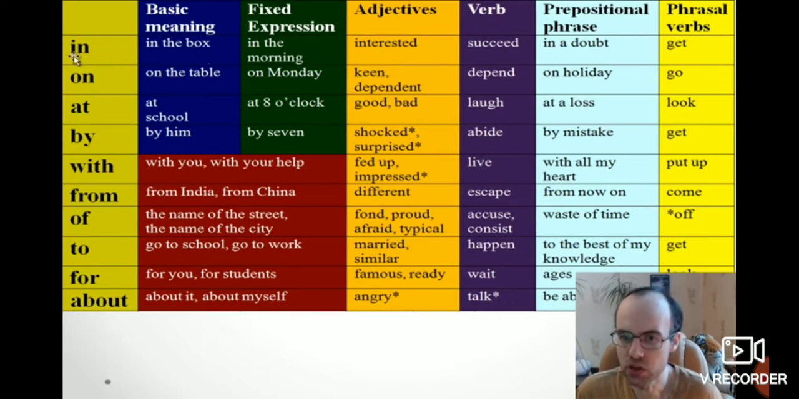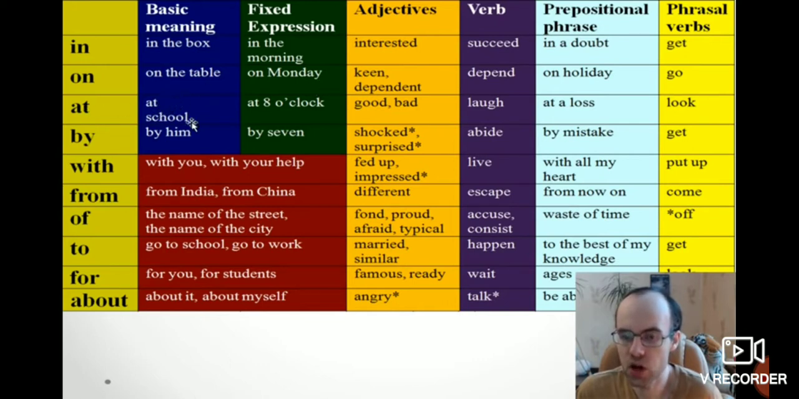For example, if you look at "in", it doesn't mean only inside, not only in the box. So we use it with such phrases as in the morning, in the afternoon, in the evening, and so on, with years. For example, in 1999, and so on. On. It isn't only about things which are on the surface. For example, we use it with weekdays: on Monday, on Tuesday, on Wednesday, and so on.